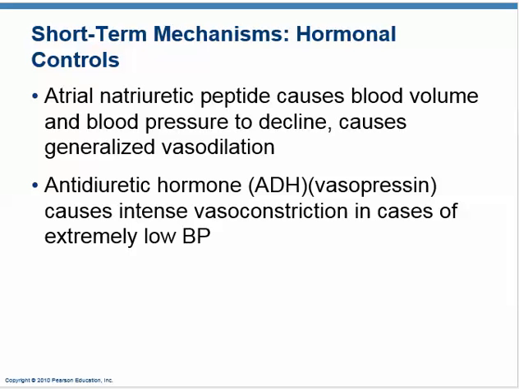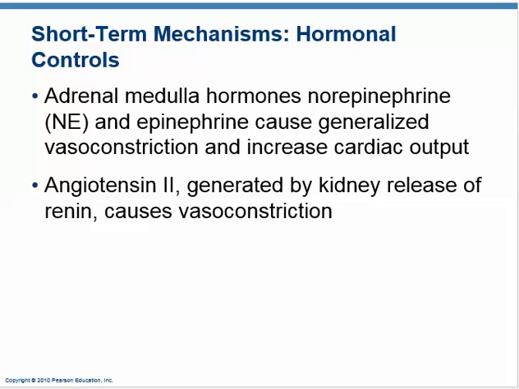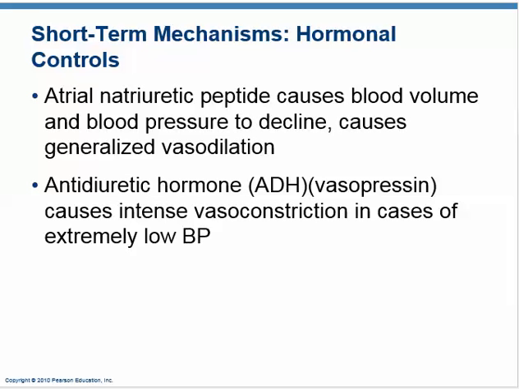Now, these two things also cause vasodilation and vasoconstriction as kind of secondary things. The vasoconstriction from the antidiuretic hormone actually raises blood pressure. So you'll see that there are four hormones that regulate blood pressure. Three of them raise your blood pressure, which are the norepinephrine and epinephrine, the angiotensin, and the antidiuretic hormone. And there's one that lowers blood pressure, which is the atrial natriuretic peptide.